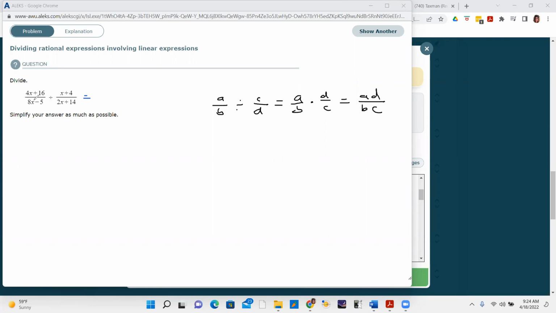And as long as I have to rewrite the first one, I'm going to factor that 4 out. And I'm flipping the second one and multiplying. So the x plus 4s cancel. And then here you could factor a 2 out. And that's it. So you just multiply straight across. So on the top, you have 4 times 2, which is 8.